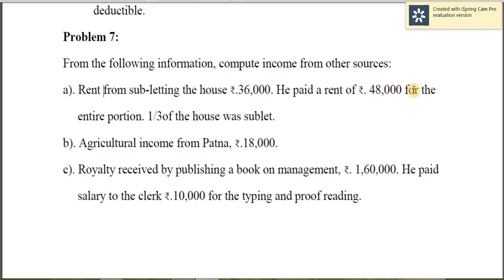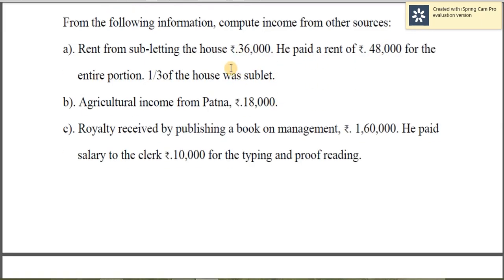But you have paid 48,000 for the entire house. The entire house is not sublet, only 1/3 portion of the house is sublet. So calculate the proportionate rent paid. 48,000 divided by 3, that means you will get 16,000. So 36,000 minus 16,000, then you get 20,000. That is the net income from subletting. That's taxable.